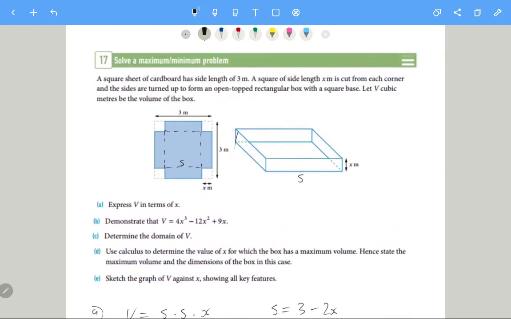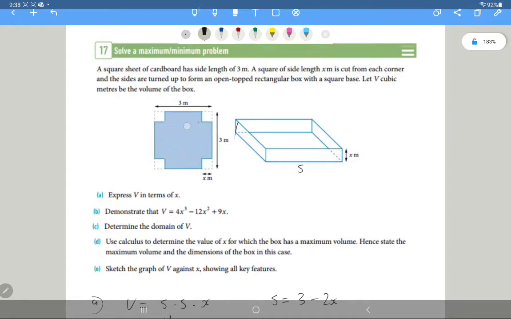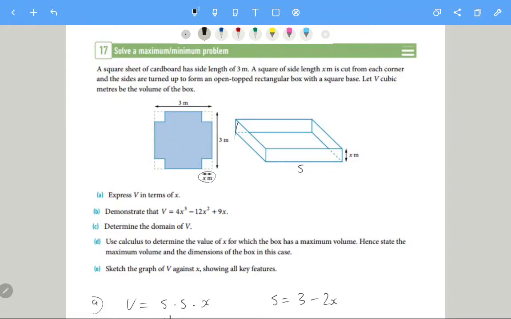Now for part C, it asks us to determine the domain of the function. So let's imagine some extreme cases where we are playing with this box. What if x was equal to 0? What would happen? Well, it means that we wouldn't cut out any of the box, which means the whole box would just be a flat piece of card, which means you wouldn't be able to fold it, so it would have a volume of 0. So x equals 0 is going to be our lower bound.